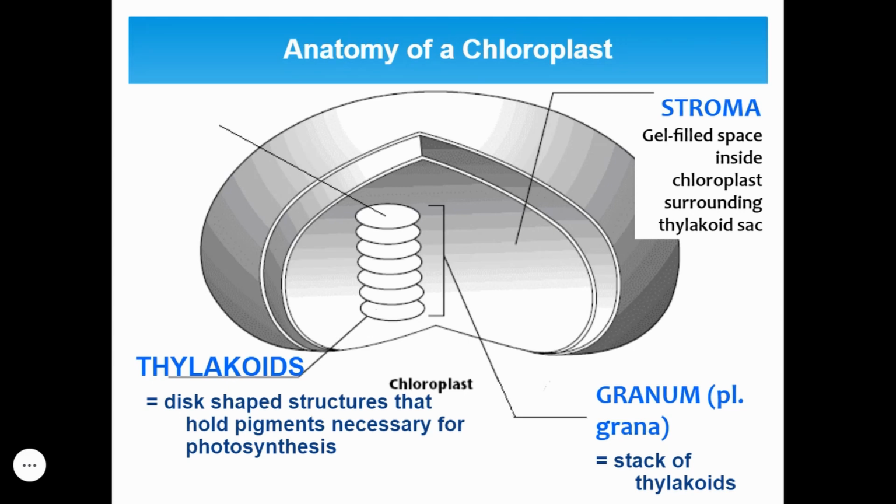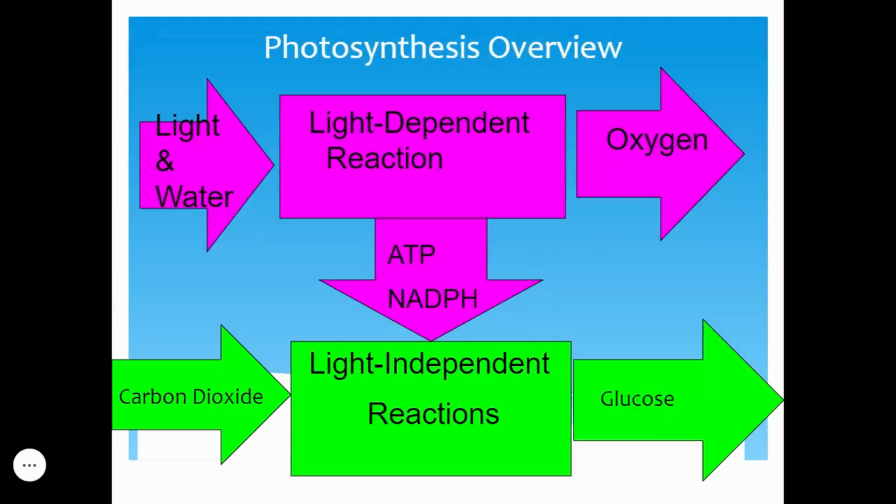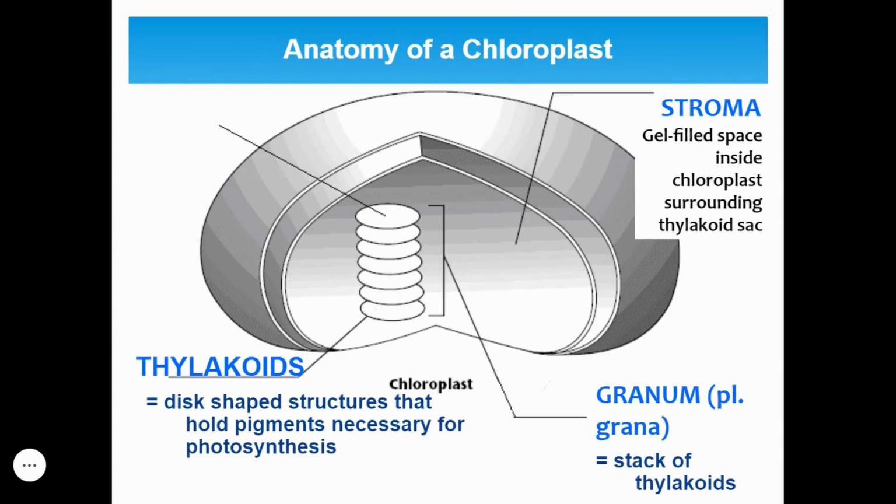Just as a reminder, the pigment that we're talking about is chlorophyll, but there is more than one pigment used in photosynthesis. One last thing I want to say about the chloroplasts is that chloroplasts have their own DNA, which is really unique because most organelles do not have DNA. Cells do have DNA, but the chloroplast is one of two special organelles that do have their own DNA.